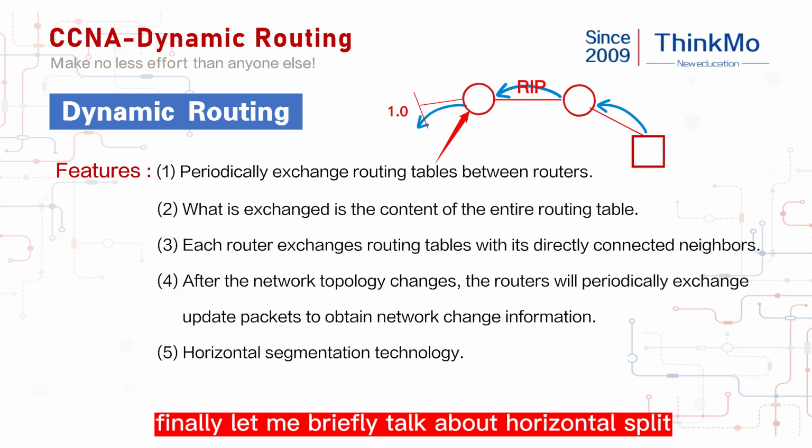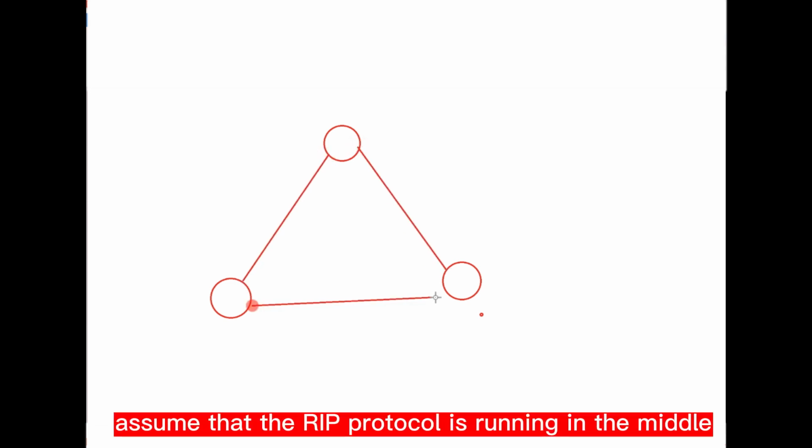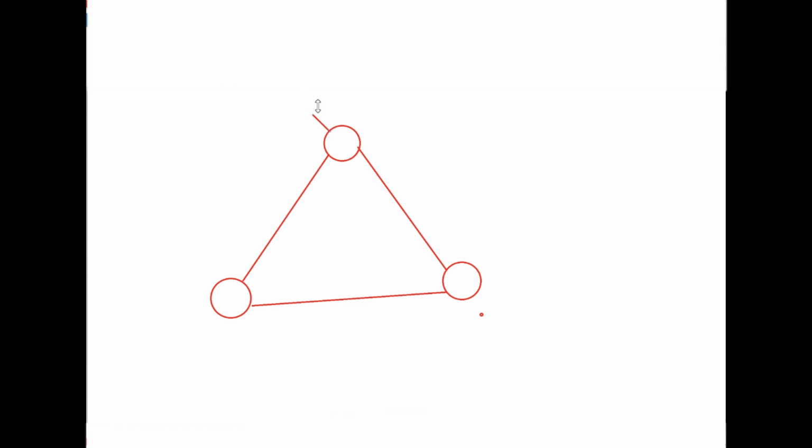Finally, let me briefly talk about split horizon. I draw a picture to explain. Next time you see this word should be when learning BGP in the NP phase. You will touch split horizon again. I give a simple example. Now there are 3 devices, interconnected with each other. Assume that the RIP protocol is running in the middle. You don't need to have a deep understanding of this protocol.